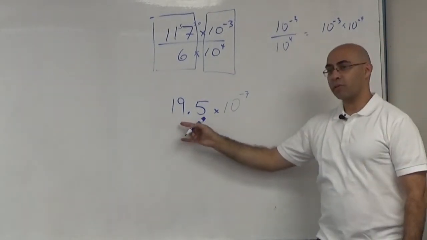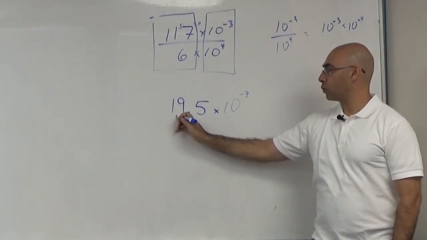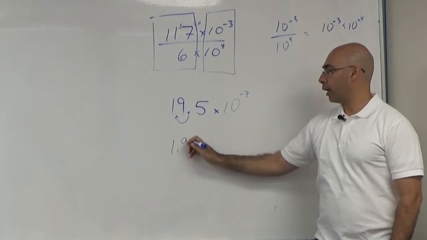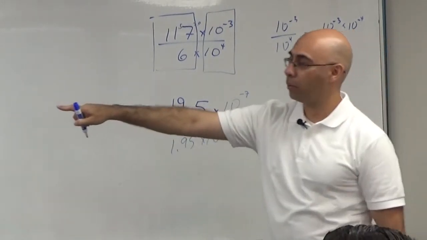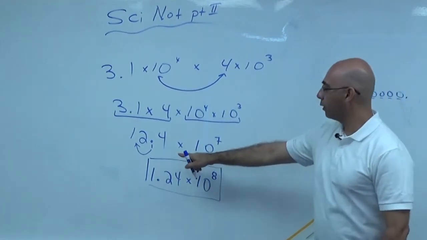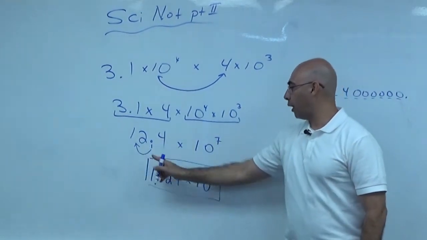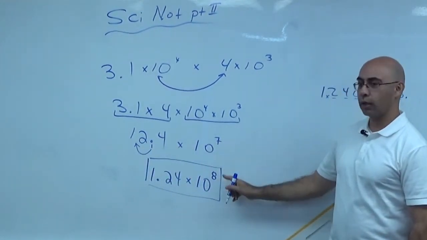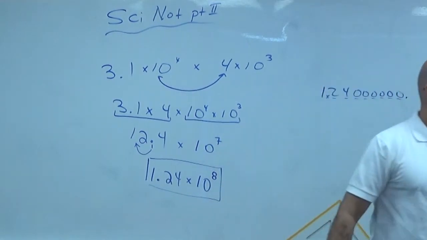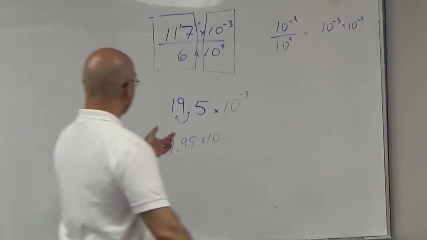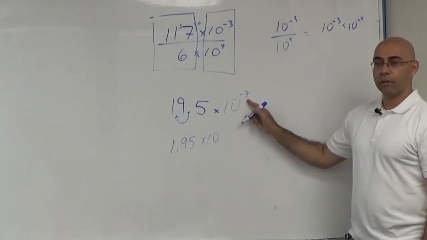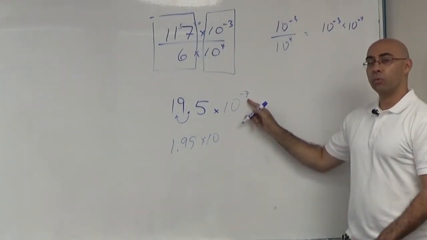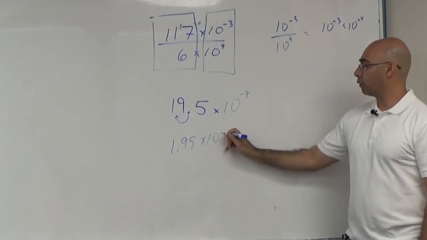And my answer is not in scientific notation because I have to move the decimal once over there. 1.95. Now I always forget again, so I'm going to use the problem right over here. Since I moved it one to the left, what did I do with the exponents? I added 1. So I'll just do the same thing over here. Since I'm moving it 1 to the left, I add 1. What's negative 7 plus 1? Negative 6.